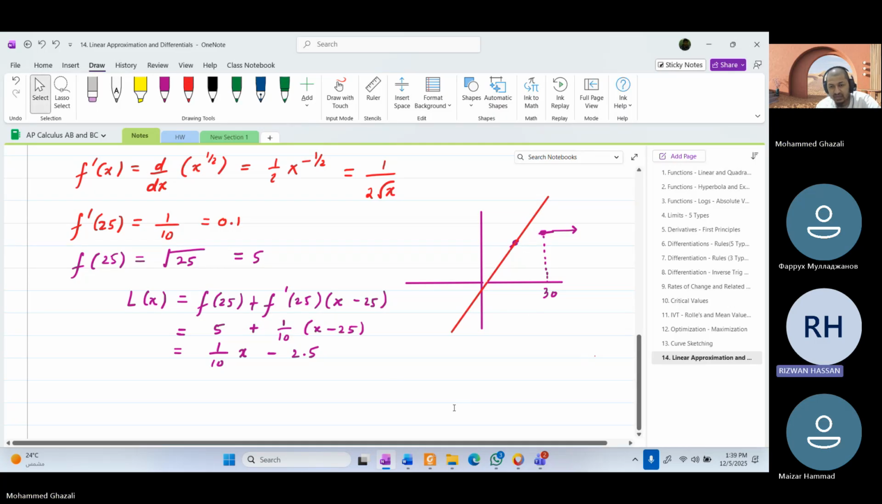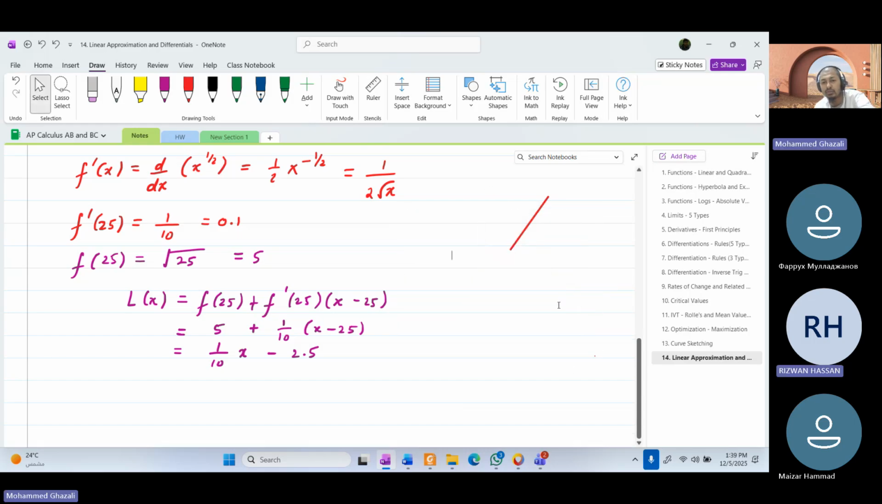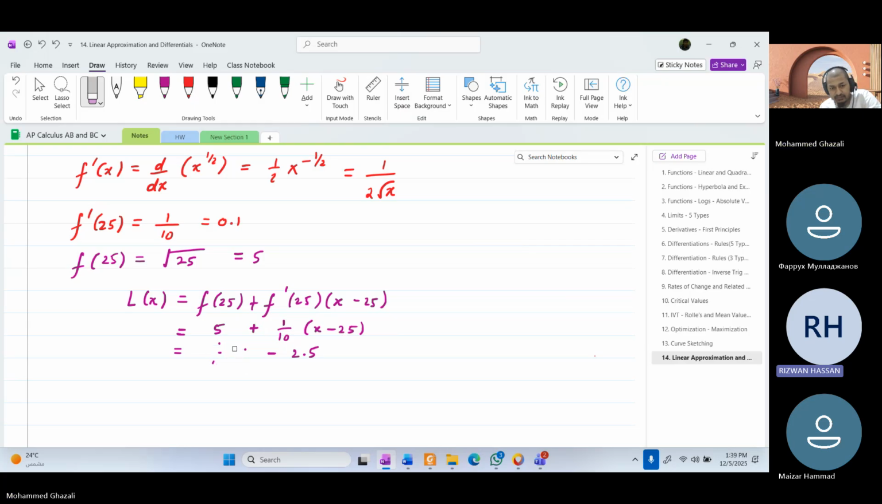Zali, where did the +5 go? Which plus 5? Oh, yeah, here. Plus 5 minus 2.5. Yeah, +5. So I got 1 over 2, then 10x plus 2.5. No, minus 2.5. I added the constants together, plus the 5.